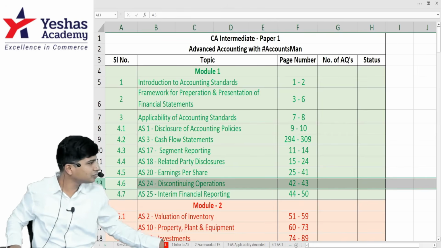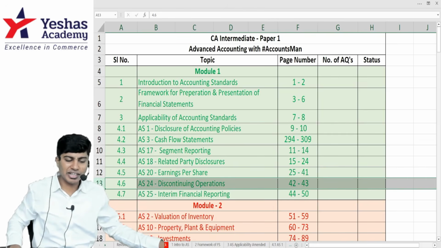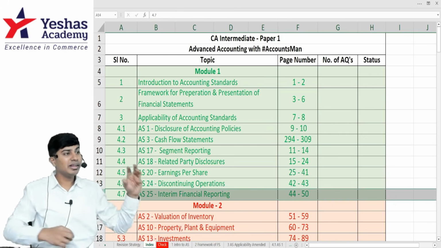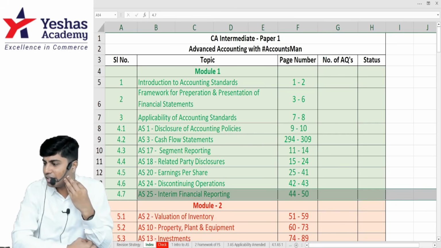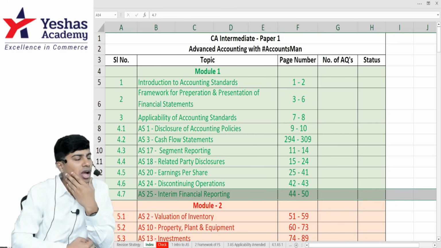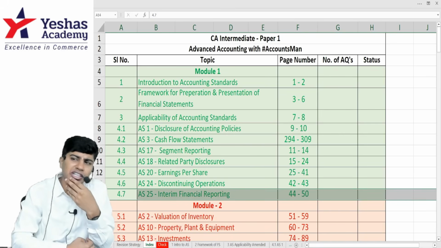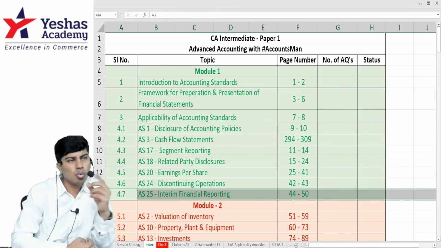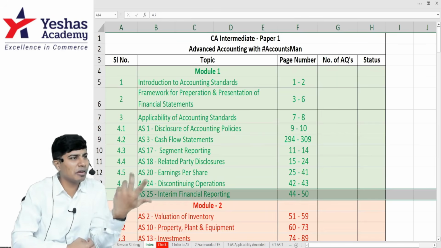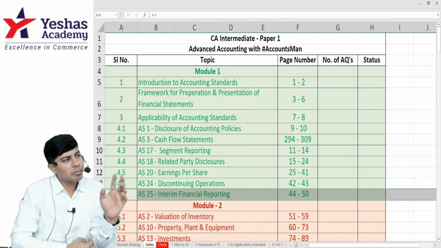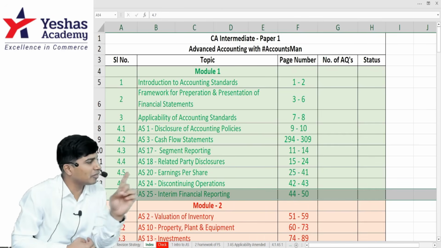I hope you understood. Then we have another standard called AS25. Look at the name, interim financial reporting. What is interim financial reporting? Now you tell me, how often do you prepare balance sheet and P&L? Once a year. Am I right? In your class, in one class, you prepare 6 balance sheets. That's a different story. But for one company, you usually prepare once a year.